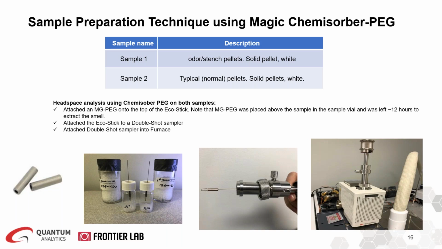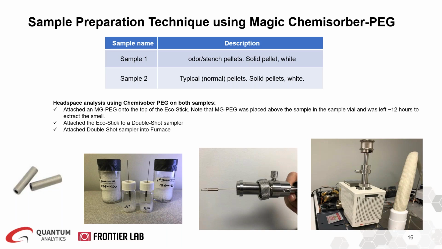One more sample that I would like to share is the analysis of auto samples. I received 2 solid white pellet samples. One is auto stent pellets, and the other one is typical normal pellets. This is a comparison analysis between the 2 samples.